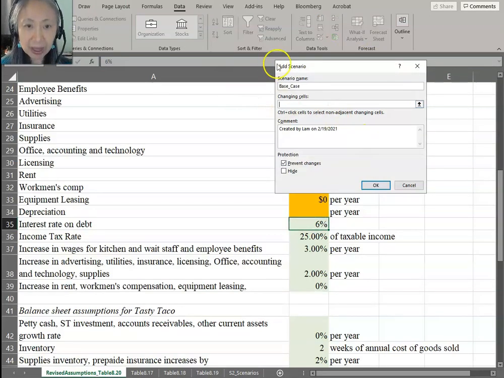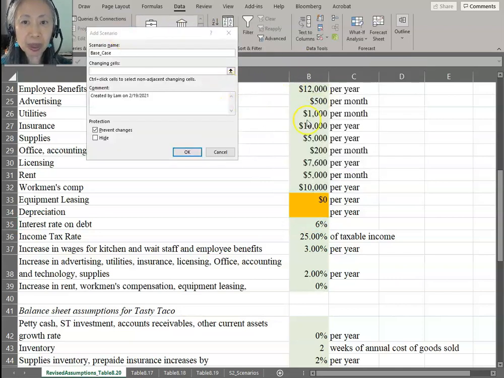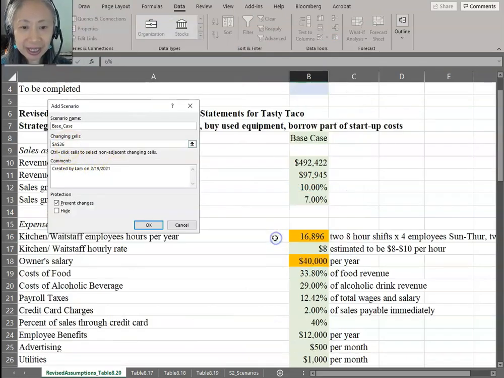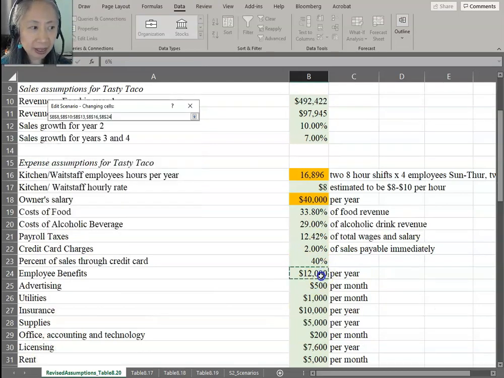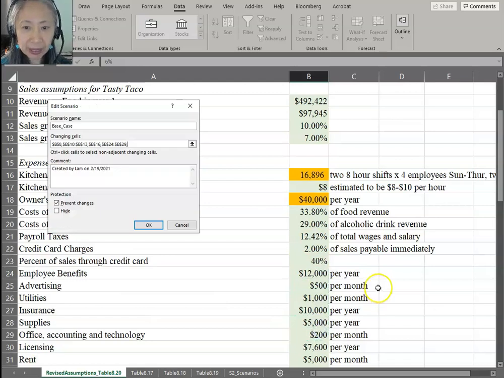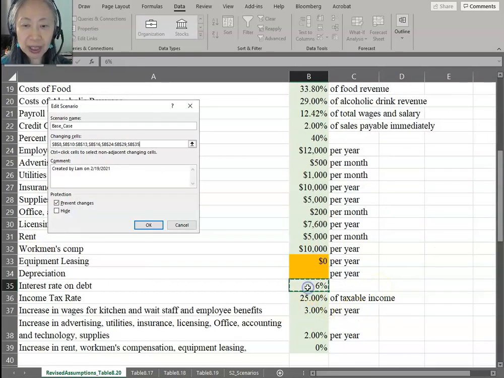And our changing cell, again, we want to always include, make sure that you're active in the changing cell, and you want to include the title of the case. We want the revenue, number of hours, as well as employee benefit, and all the way down to here. And this time we're going to add interest expense, as well as increases for the next 2 years.